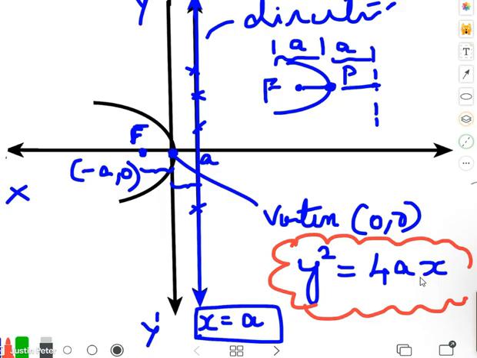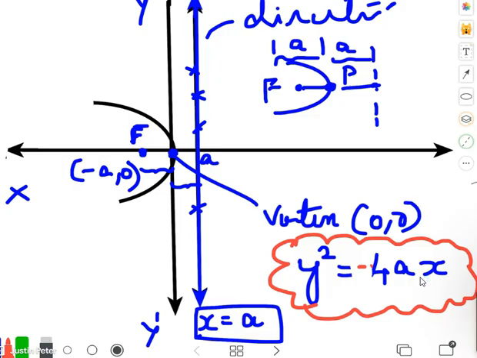But here, it is on the left side of the y-axis, so our equation will have a negative sign because a is negative. So it is y square is equal to minus 4ax. These are the two things. What will be the other?